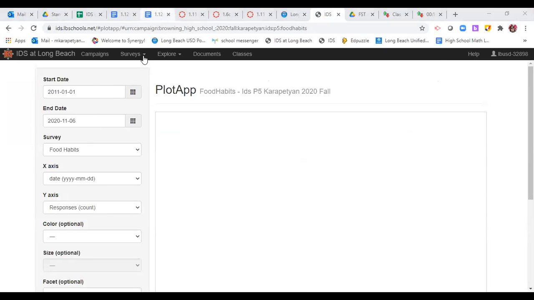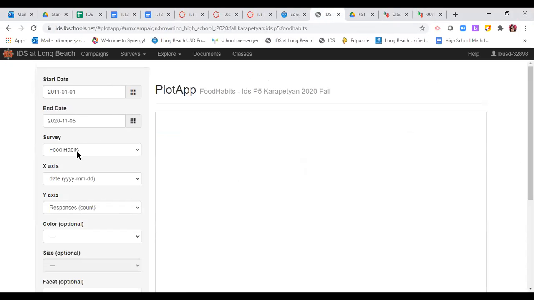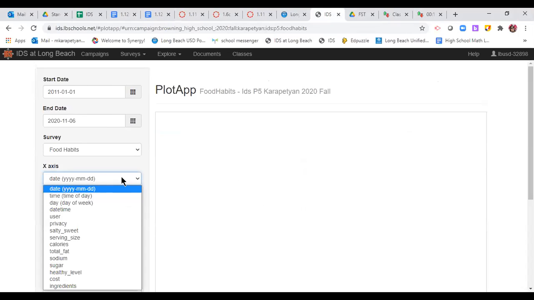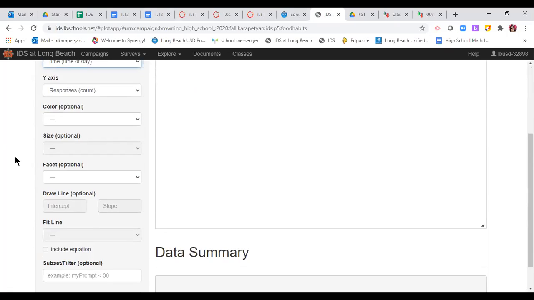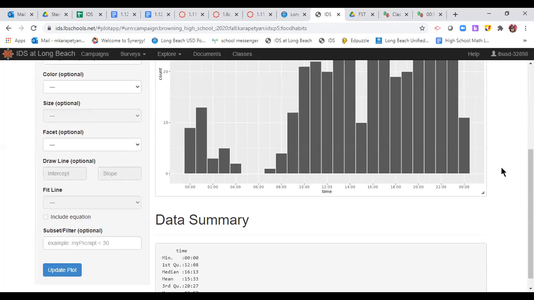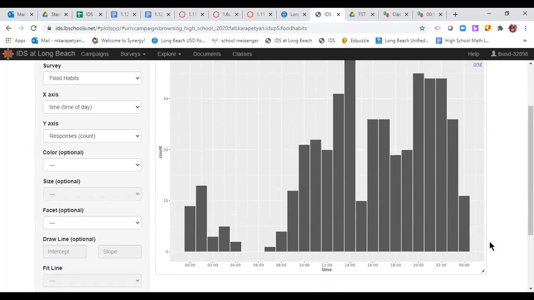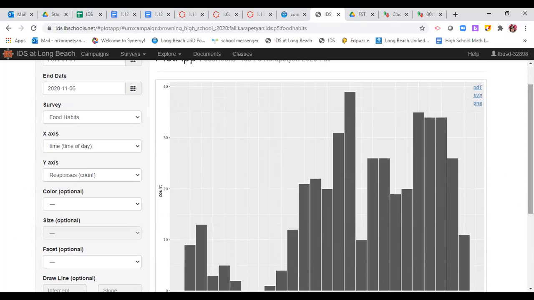Our first variable is our time. So I'm going to come to my plot app, and I'm going to go to my x-axis. That's the only thing you're changing here, your x-axis. I'm going to drop this down, and I'm going to click on time because my first variable is time. Now nothing popped up. That's because you have to scroll down and hit update plot. Look at that. So that includes all of our data. And again, our time is based on military time here. So anything past 12 o'clock, just subtract 12 from it and it should give you the PM time.